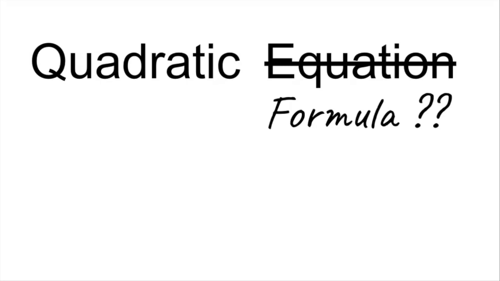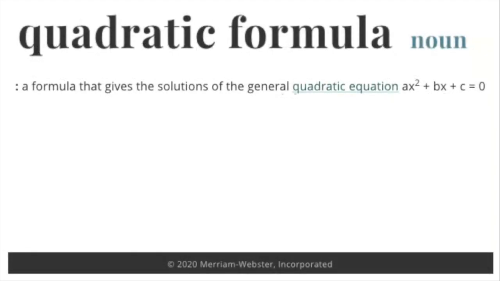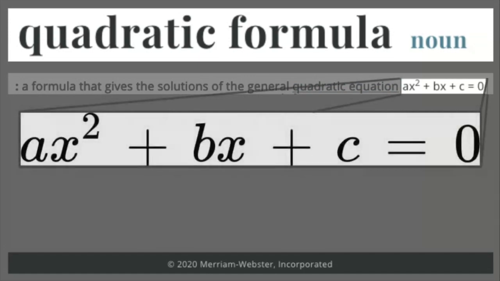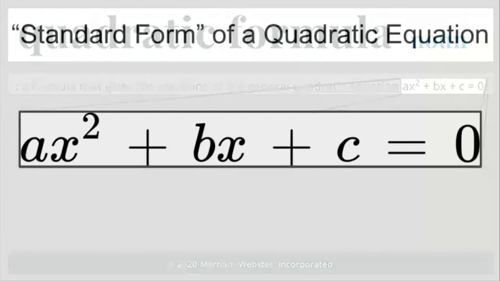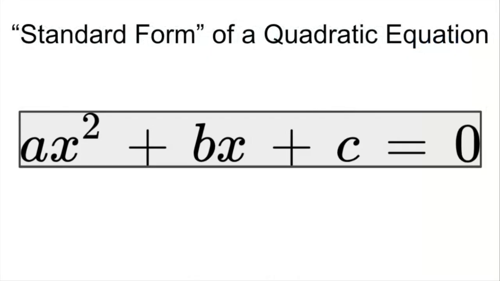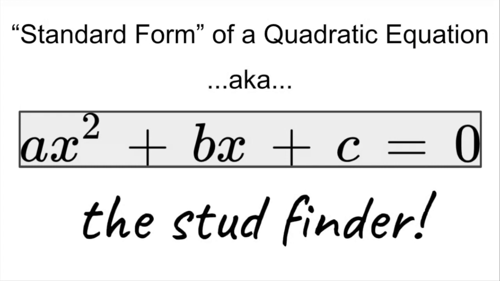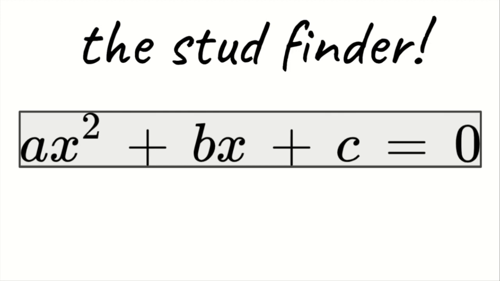What about the quadratic formula? The quadratic formula is a formula that gives the solutions of the general quadratic equation ax squared plus bx plus c equals 0. This is known as the standard form of a quadratic equation, or as I like to call it, the stud finder. The first thing we do to tackle this very challenging question is to use our stud finder to find the A stud, B stud, and C stud of our particular question.